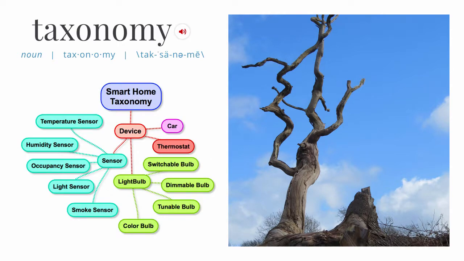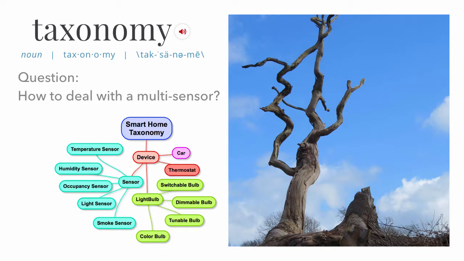Now, if you do that for the smart home, we can say we have a parent category device, and underneath that we now have the light bulb, a switchable bulb, dimmable bulb, and so on. Same, for example, for sensors, where we have temperature sensors, humidity sensors, and so on. So that would be our taxonomy, and if we're now going ahead and trying to define all of this, we again come across some issues like how do we want to deal with multi-sensors?